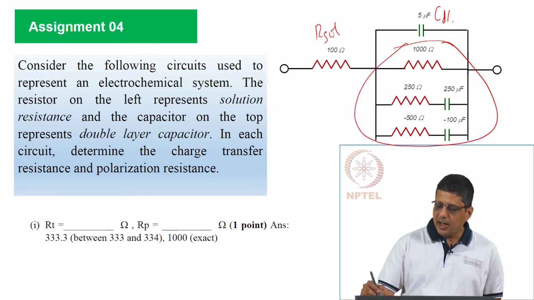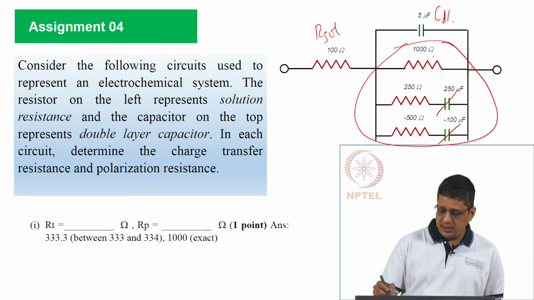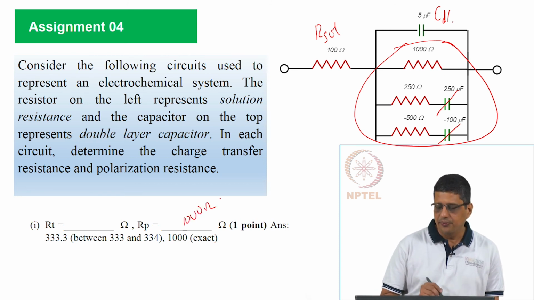If I apply a zero frequency sine wave or close to zero frequency, a sine wave of low frequency, no current will pass through this capacitor, which means 1000 ohm is going to be the polarization resistance. That is the exact value.